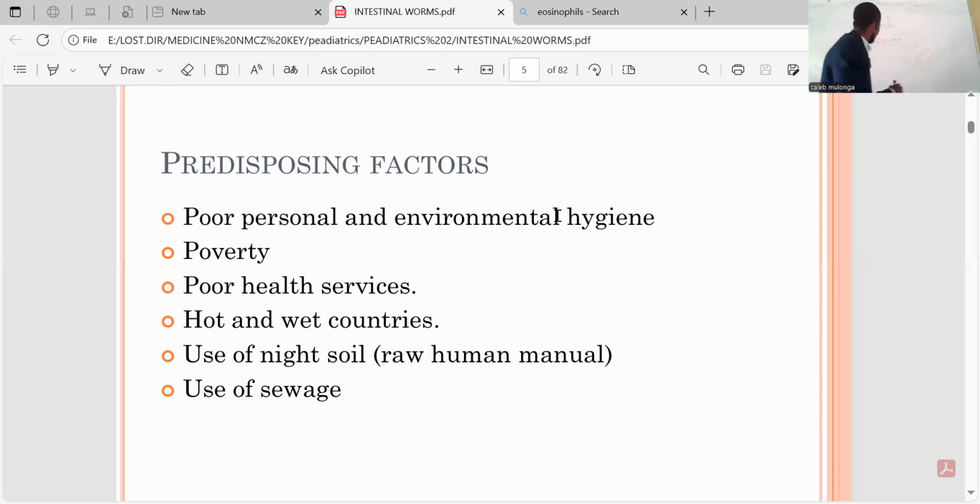So here we are talking about basically sanitation. Number two, poverty. When we talk about poverty, basically we mean someone failing to meet their basic needs.